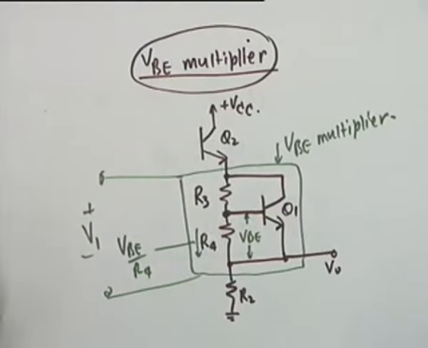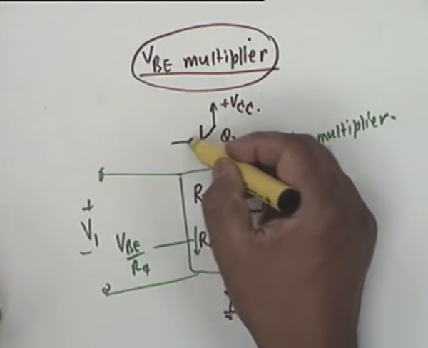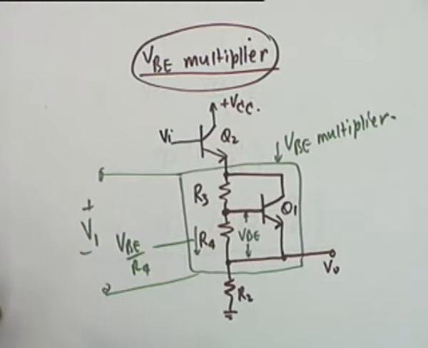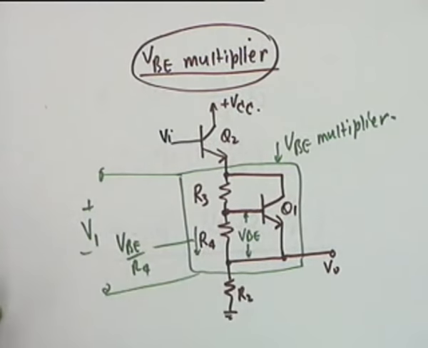Why do you need Q2 at all in this case? This is the level shifter. This is VI. You have shown VI. This is V1. This is V1. This is the shift. This is the input.